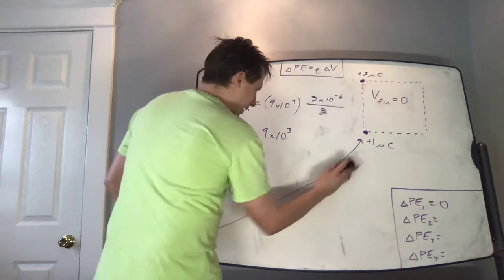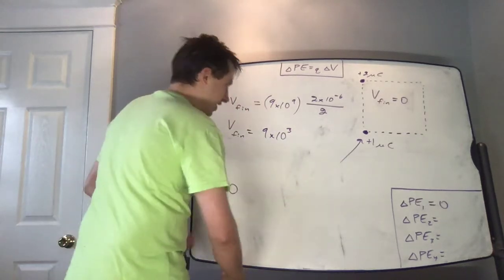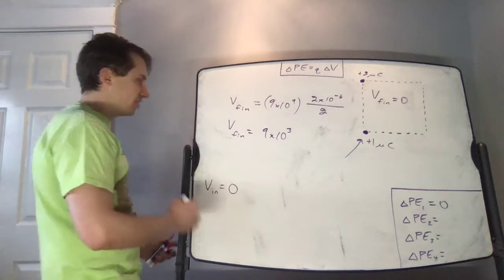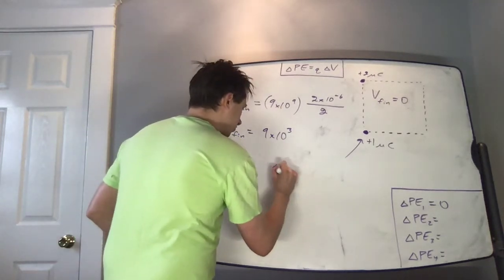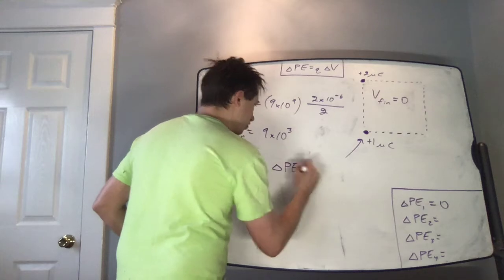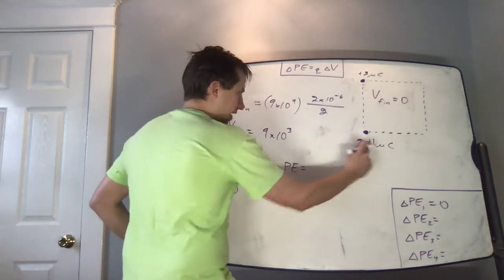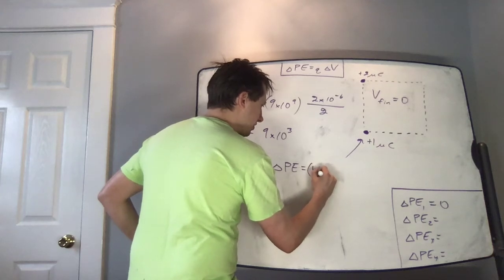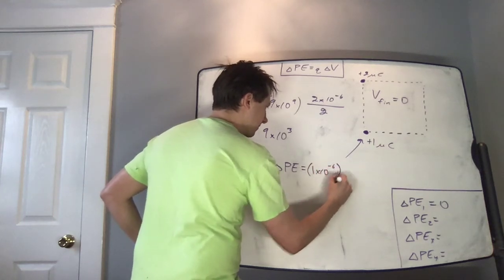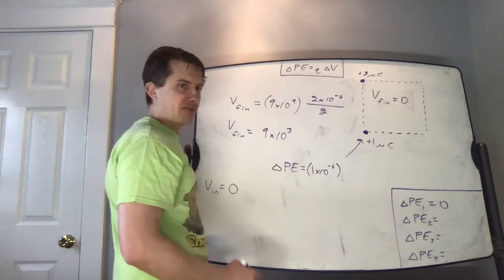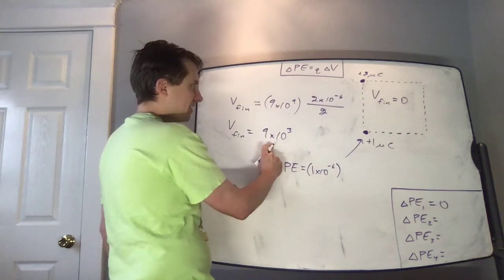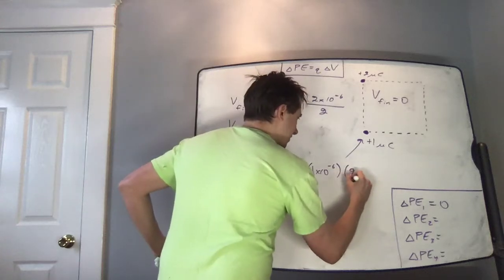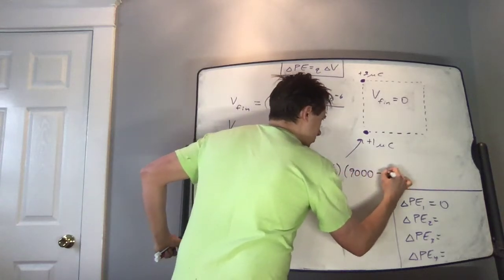So I could say that the change in potential energy in moving this +1 microcoulomb point charge into place would be written as delta PE is equal to the charge of the particle that moves, the 1 microcoulomb point charge, so that will be 1 times 10 to the -6, times V final minus V initial. V final is 9,000, V initial is 0, so I'll have 9,000 minus 0.